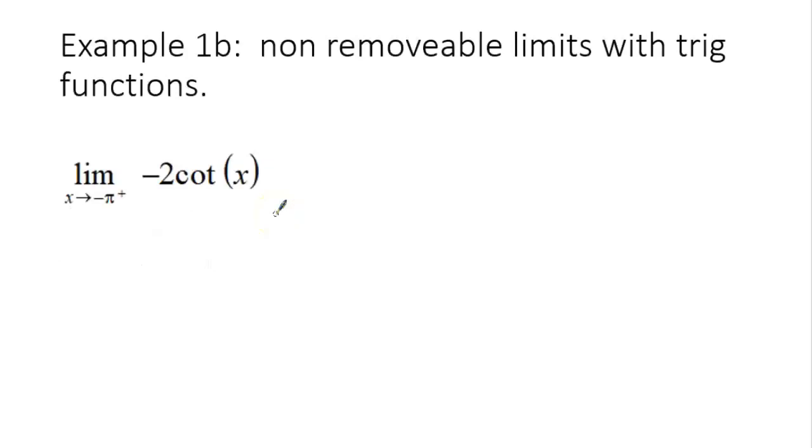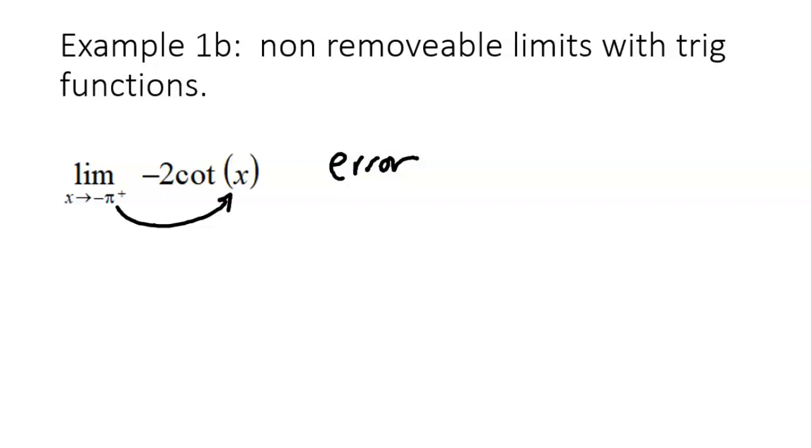Okay, so now we're going to do it with trig, and as you guys know, trig always throws in an extra layer of interest. So here we go. We want to approach negative pi from the right with this function here. Now, if you're using a calculator, you may realize that if you tried to plug in negative pi, it's going to say error. It's going to say undefined. And what that means is that the function is just not defined there. Cotangent actually has a vertical asymptote at that point.